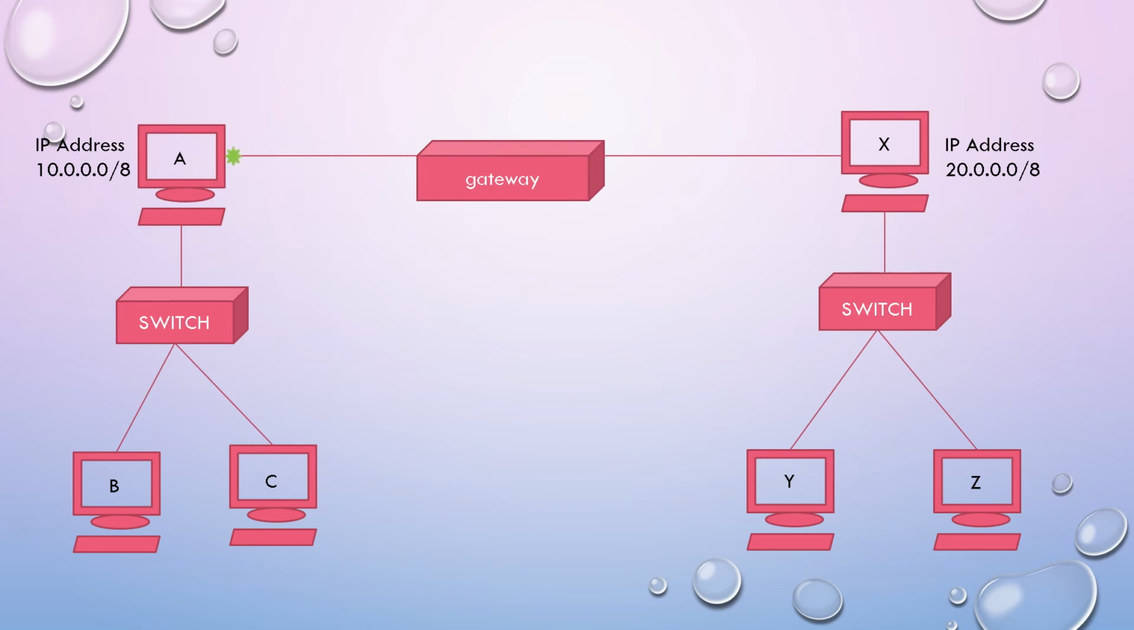Now let us see how a gateway works. There are two computers, X and A. X has the IP address 20.0.0.0/8, and computer A has another address. Both computers have different addresses. Suppose they want to communicate. How do they communicate? They need to pass through a gateway. X wants to send a signal or a message to A, so it sends it by passing through the gateway and then to other PCs with the help of a switch. This is how the gateway works.